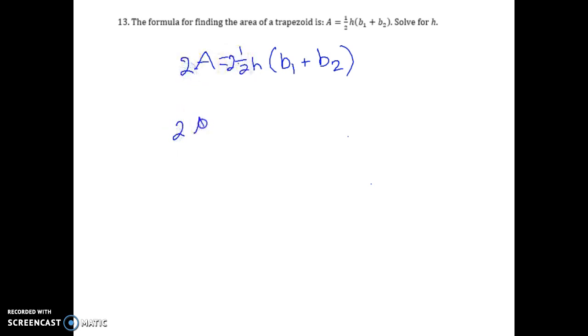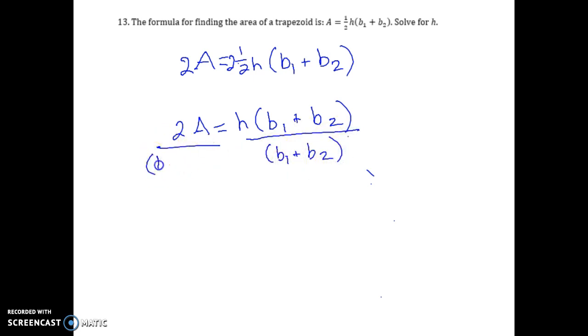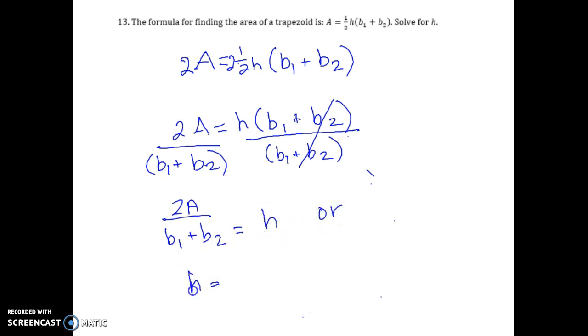Okay, so 2a is going to be equal to 2a times 1/2 is 1. So we're left with h times b1 plus b2. Since we're solving for h, we're multiplying h times b1 plus b2. We're going to do the inverse operation, which is to divide by b1 plus b2. When we do that to one side, we've got to do it to the other. All right, so they cancel out, and we're left with 2a divided by b1 plus b2 is equal to h. Or we can rewrite it as h is equal to 2a divided by b1 plus b2.